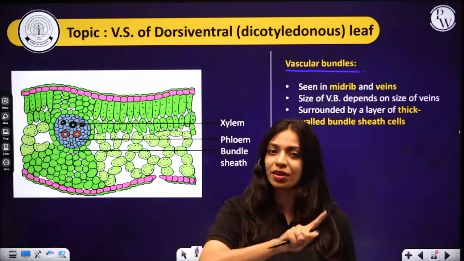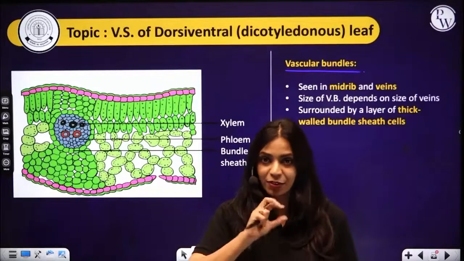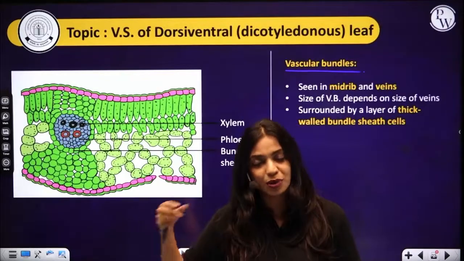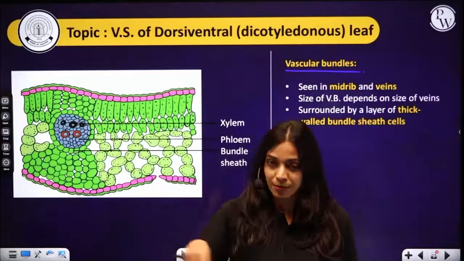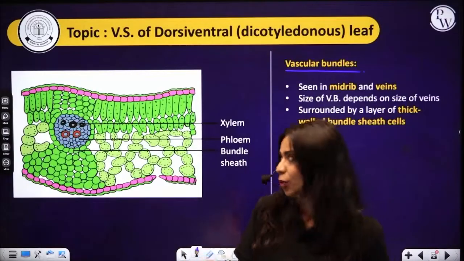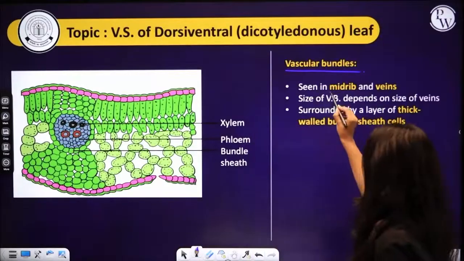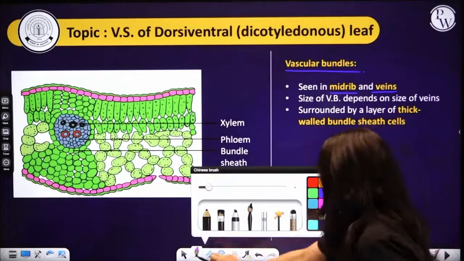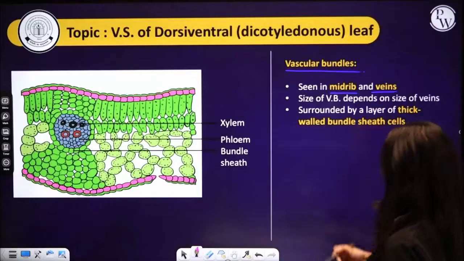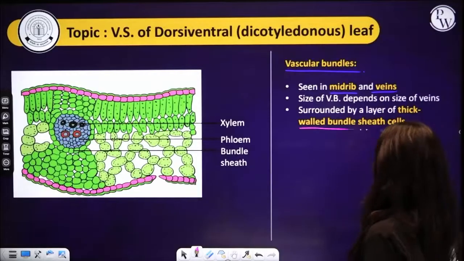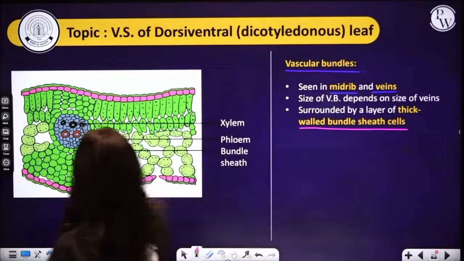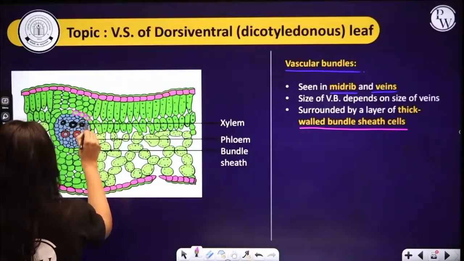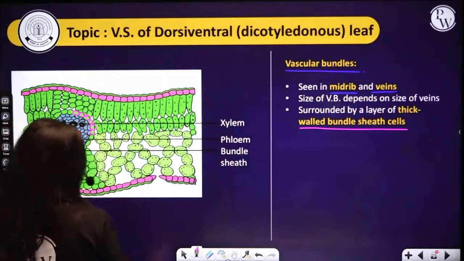The central midrib will be thickest, will have the widest diameter. Following that, you will find vascular bundles that are relatively smaller. Okay, so this is seen in the midrib and in the veins. The size of the vascular bundle depends on the size of the veins. Usually, it is surrounded by a layer of thick-walled bundle sheath cells. Bundle sheath because it is covering the vascular bundles.